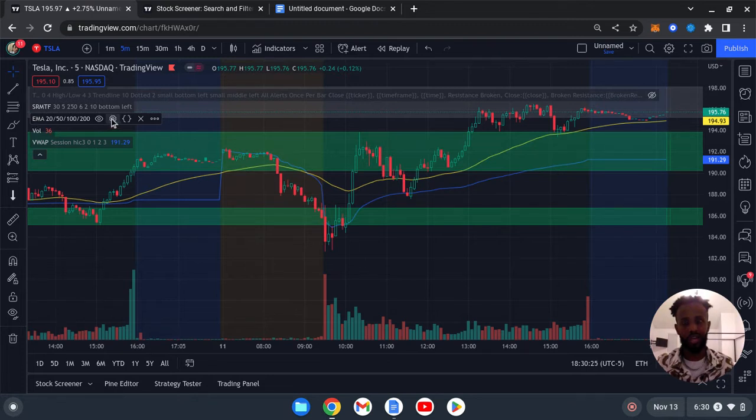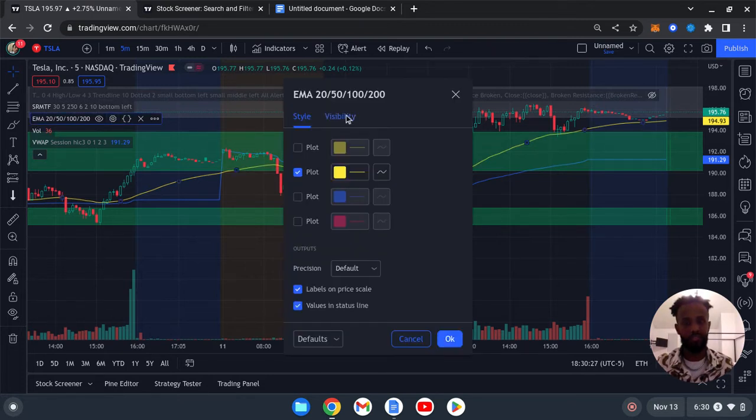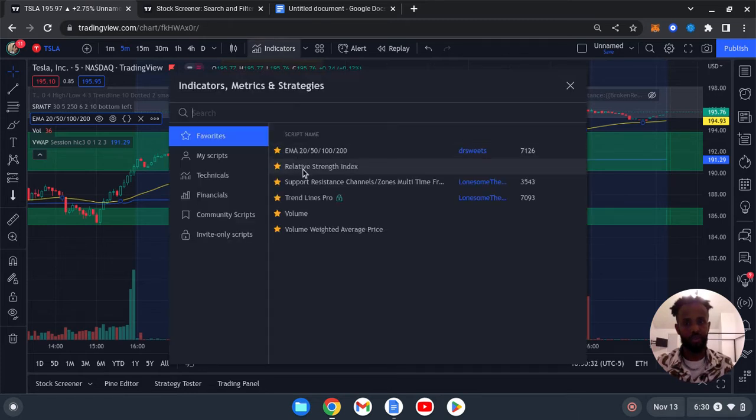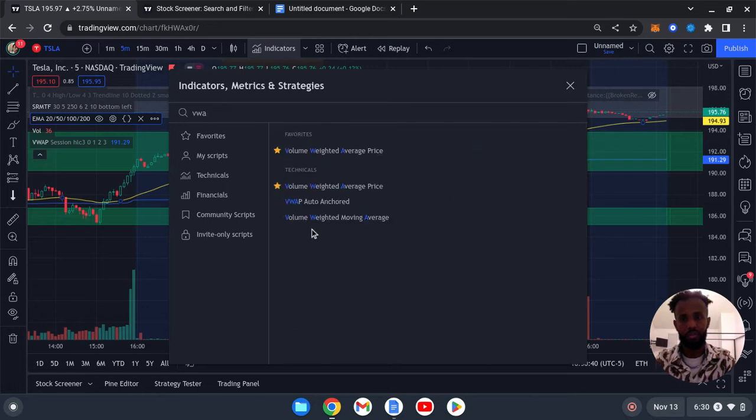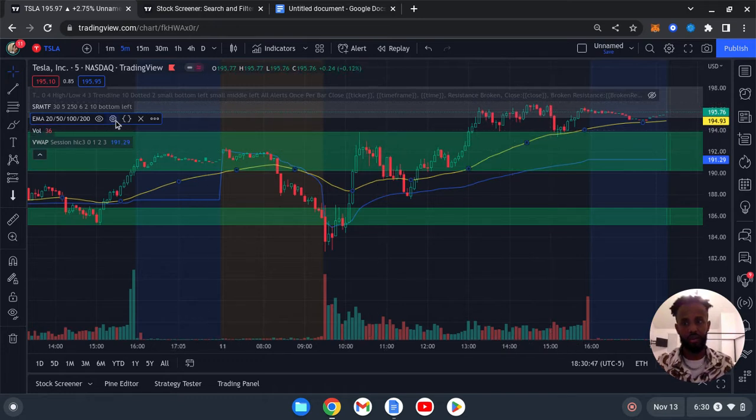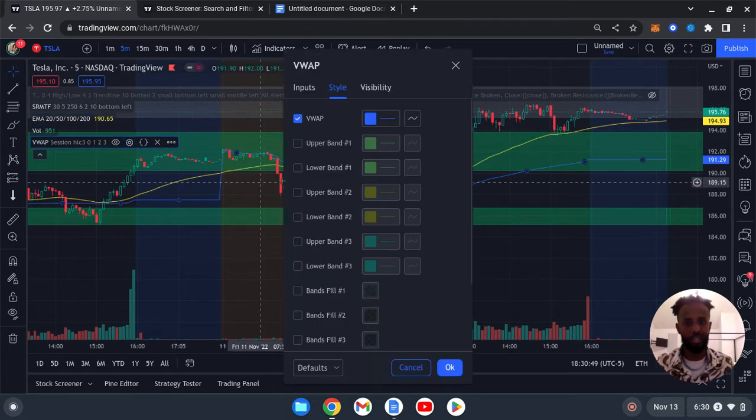The only thing I want us to add right now is our 50-day moving average. You can jump on the indicators and look for the EMA 20, 50, 100, 200. Just keep the 50 on. Also look for VWAP, volume weighted average price. We're going to use that one. The setting we want to keep on is just the VWAP itself. You can have all the other ones off.